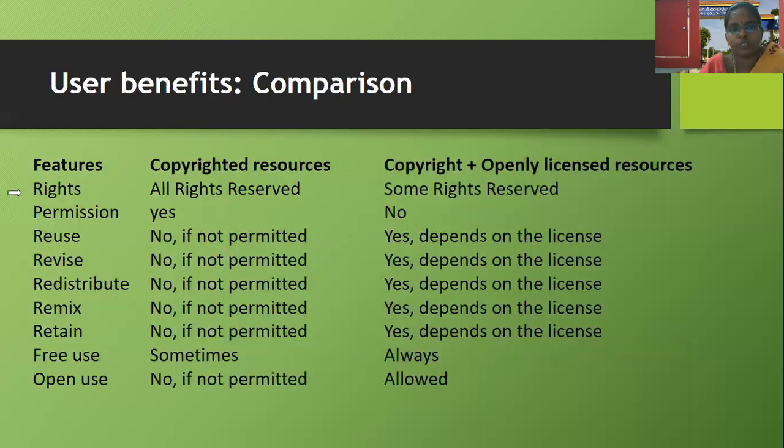See now, user benefits comparisons. We are going to discuss the features of copyrighted resources and Creative Commons licenses. In the feature of rights, copyrighted resources have all rights reserved, while Creative Commons licenses have some rights reserved. In the feature of permission, for copyrighted resources we need permission to use that kind of resources. With Creative Commons licenses, we don't need permission; we can use them at any time.